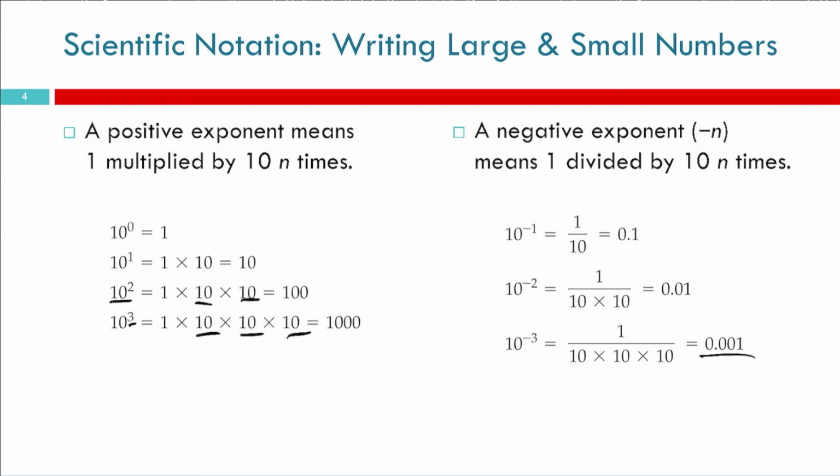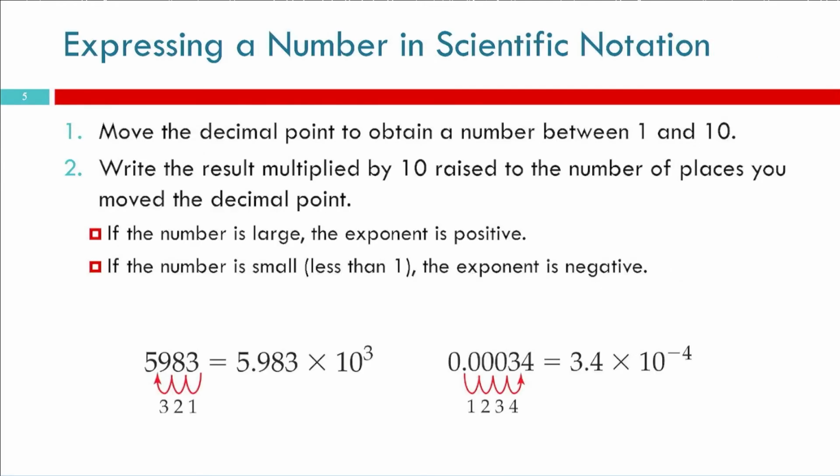So we get really small numbers, right? Because if you divide by 10, that's small. If you divide by 1,000, that's even smaller. So there's shortcuts. You don't need a calculator to do this scientific notation.